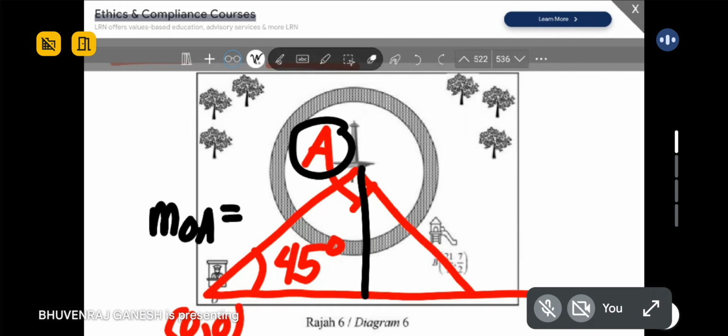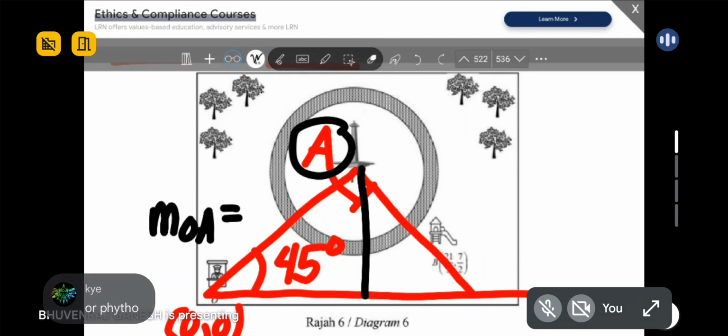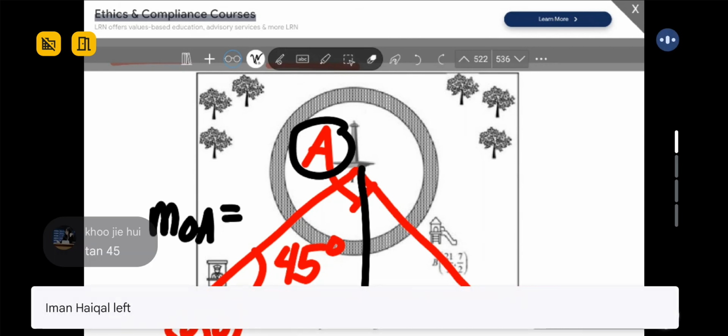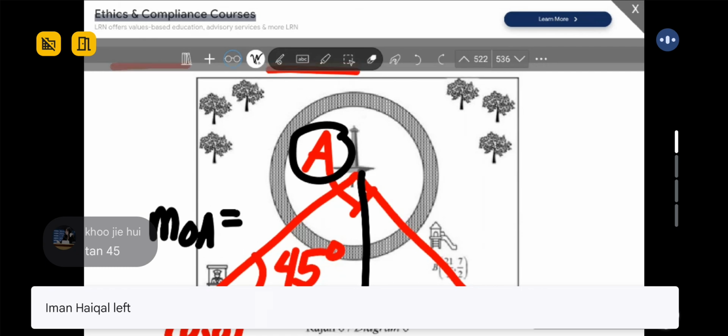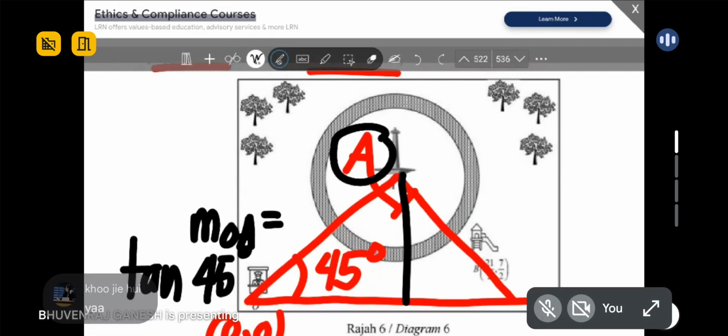Yes, what do you want to do with the triangle? Wrong. Don't simply guess, guys. Cos sine is also wrong. So you know what the answer is next? You're going to get some cos rule, sine rule. No, wrong. Yes, the answer is tangent 45. Did you guess, or do you really understand why it is tangent 45?